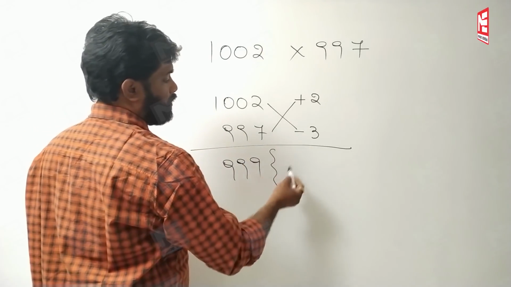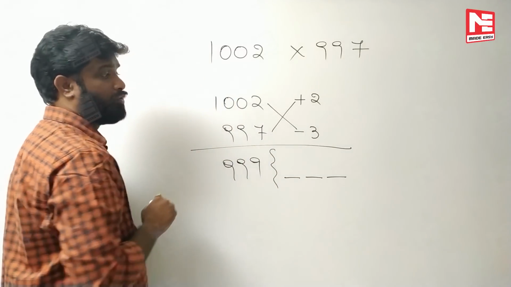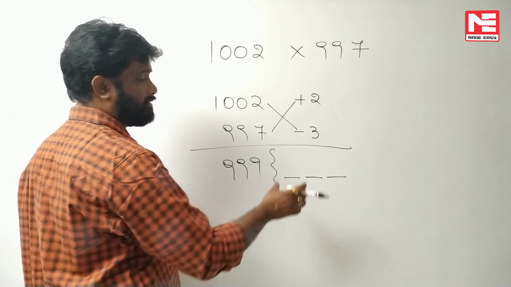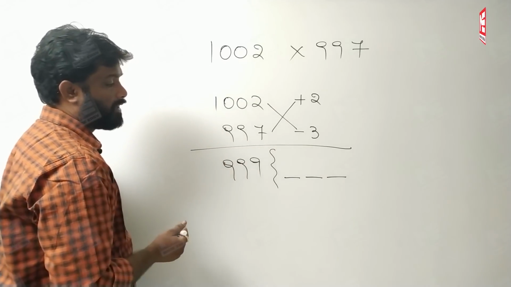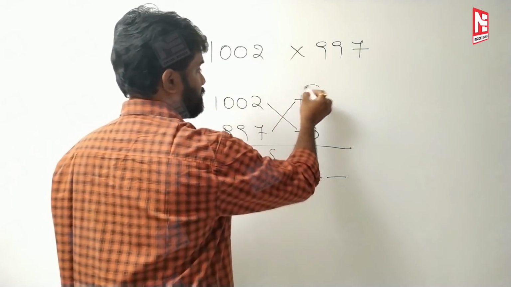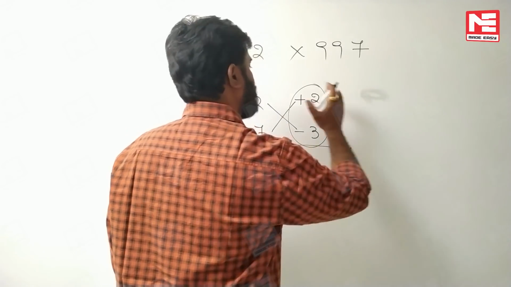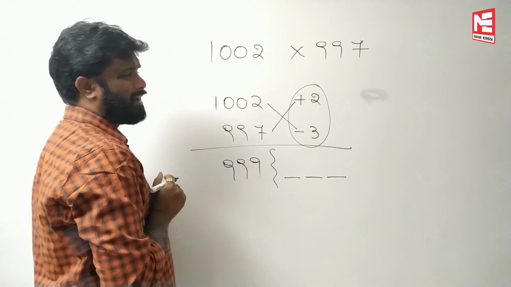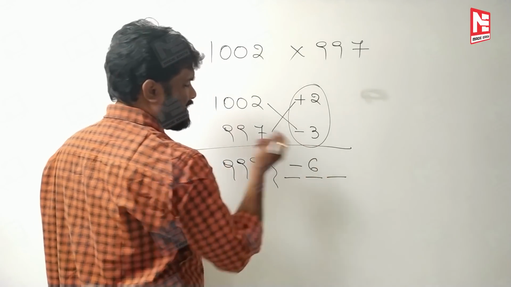Now, the occupancy on the right should be 3 digits because this is in the neighborhood of 1000. 1000 has 3 zeros, that's why 3 slots should be occupied. With what numbers do we have to fill these? This is the product of plus 2 and minus 3. What is plus 2 times minus 3? Minus 6. And we cannot write minus 6 here.